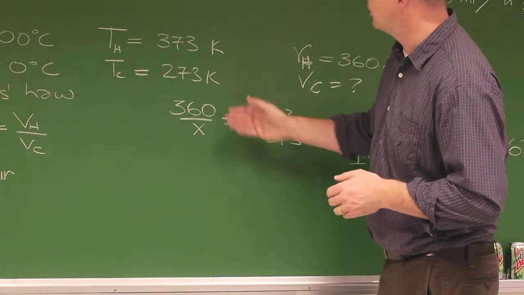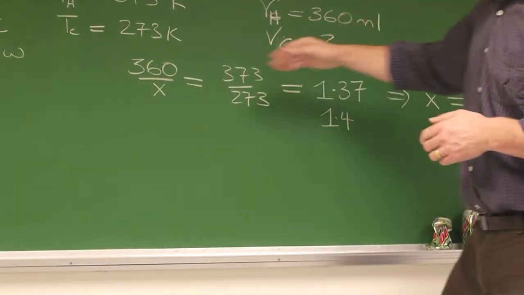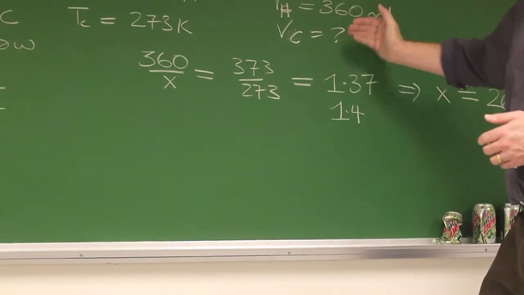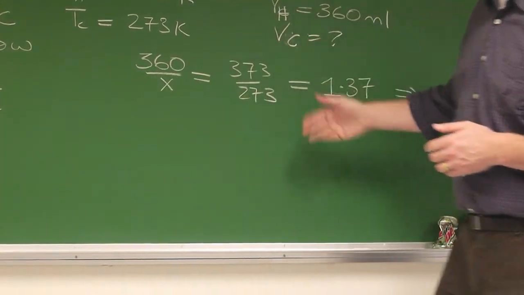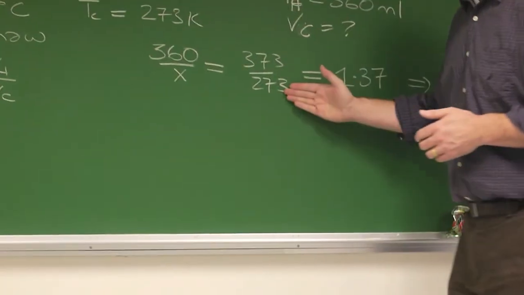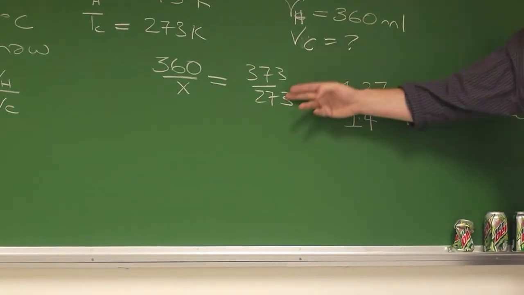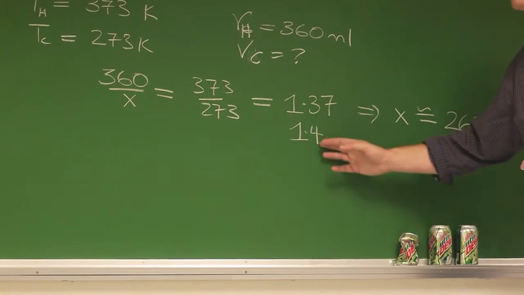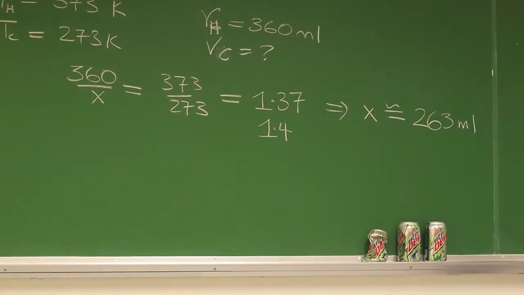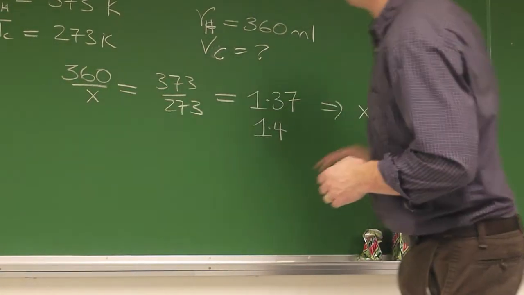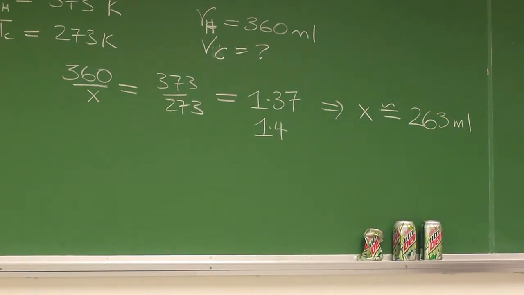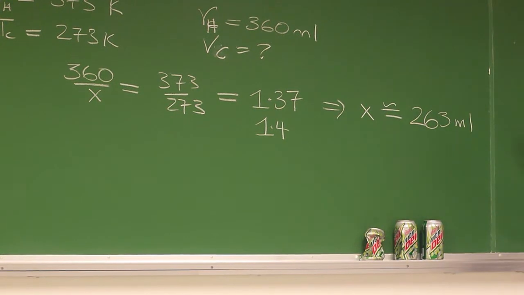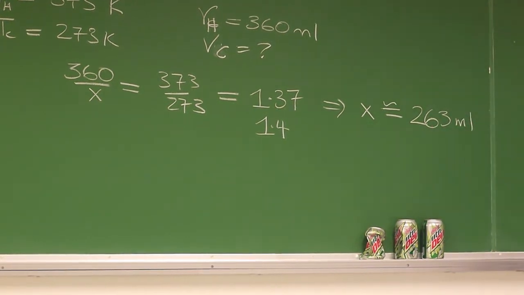It says we start with the ratio of the volumes. The 360 over the unknown volume, x, should be equal to the ratio of the temperatures, the hot temperature to the cold temperature. And I take that ratio, it's 1.37, or approximately 1.4. And then if I solve for x, we predict that the volume of the can, when it shrinks because it's colder, should be 363 milliliters.